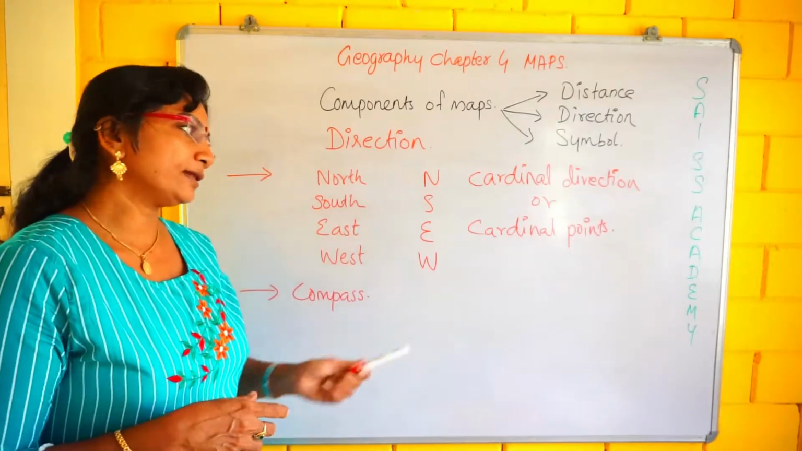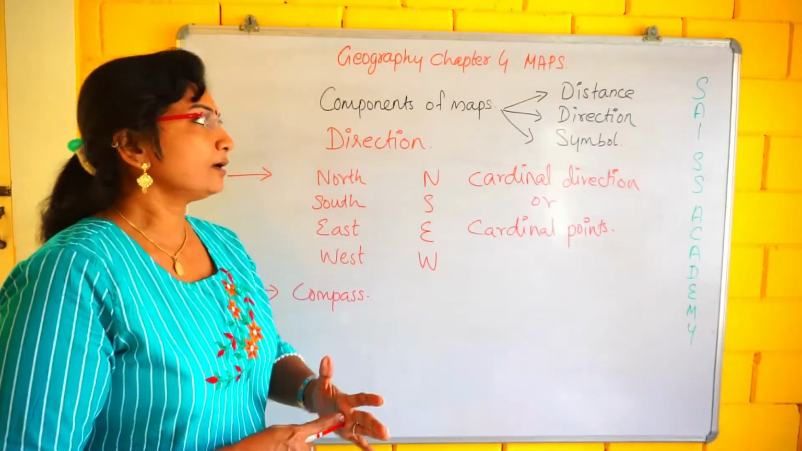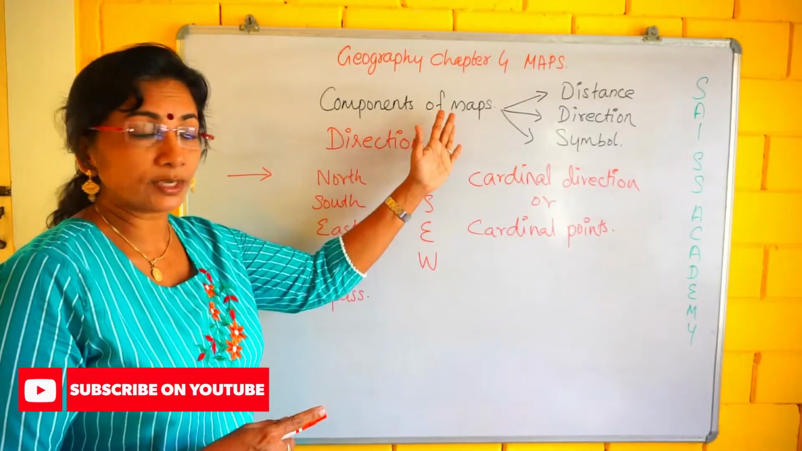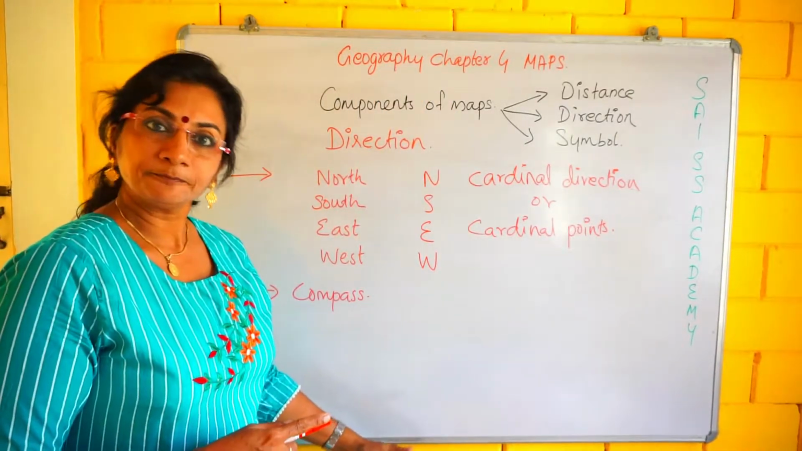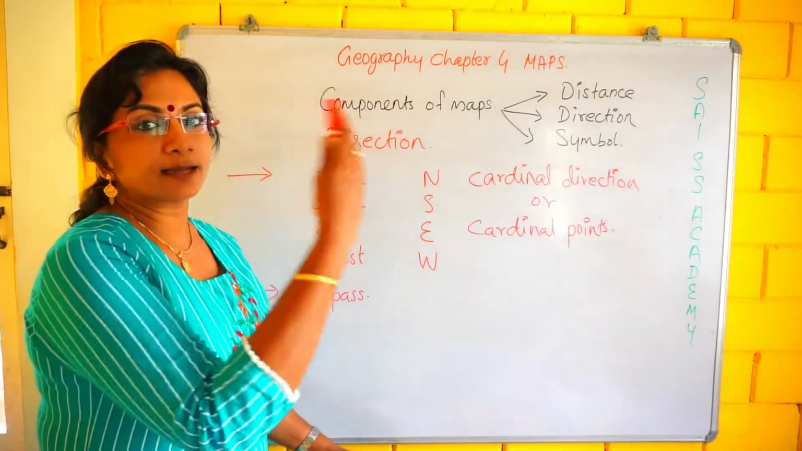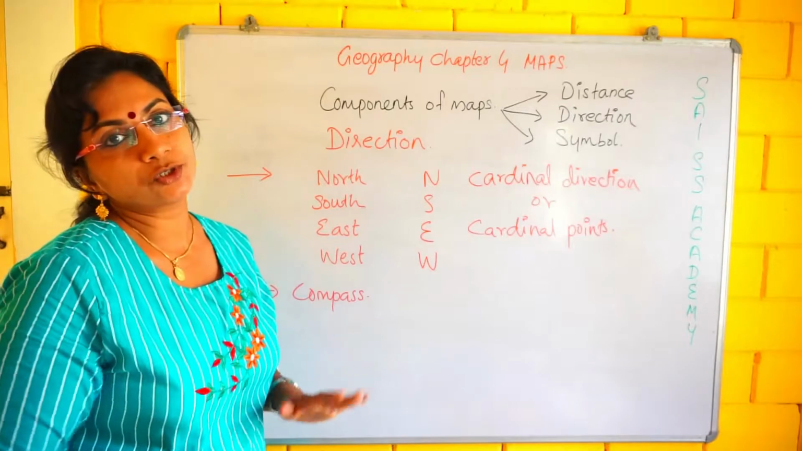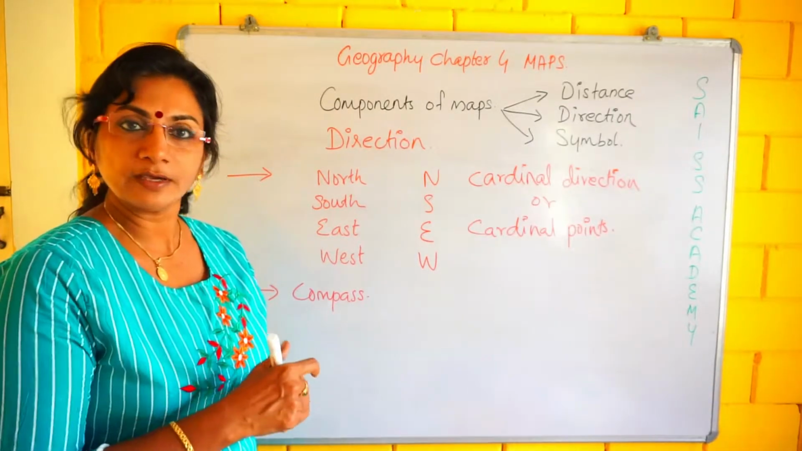Okay, and more than this, you have to remember that for every figure, the top should always be north. If the top is north, what will be the opposite direction? It will be south. And the right side, what will it be? It should be east, and left should be west, isn't it? So it is very easy to find out the direction of a figure.